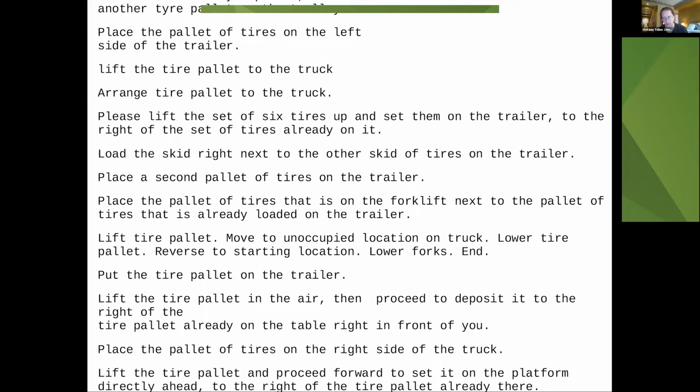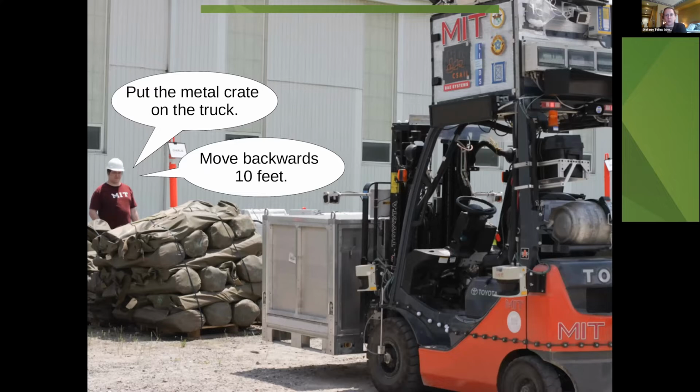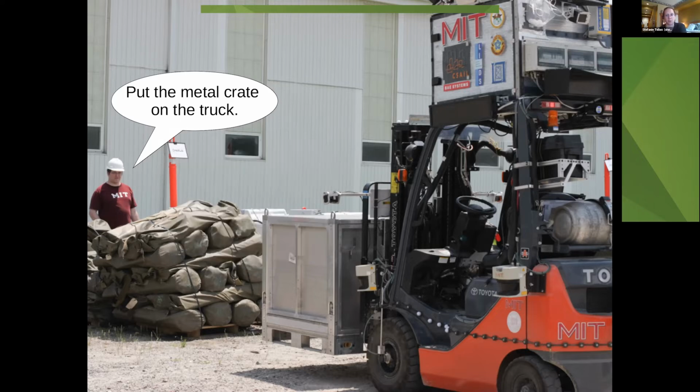No two people gave the same command twice, even for that very short little video. There's just a tremendous amount of diversity in the ways people choose to formulate things with language. And of course, we don't just want to say, put the metal crate on the truck. You might want to give really fine-grained commands to a robot, like move backwards 10 feet, or really high-level commands to go off and operate autonomously for a long time, like move everything from receiving to storage.